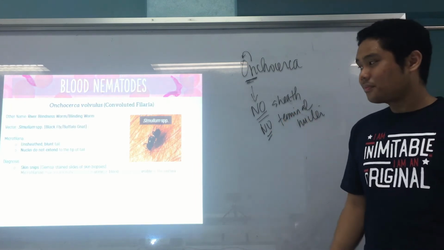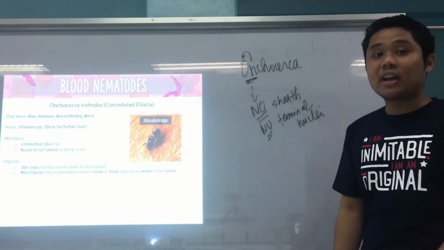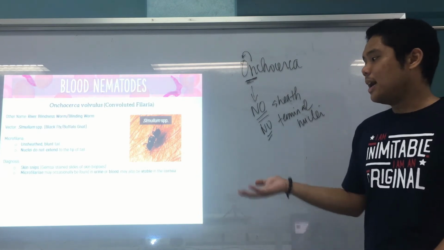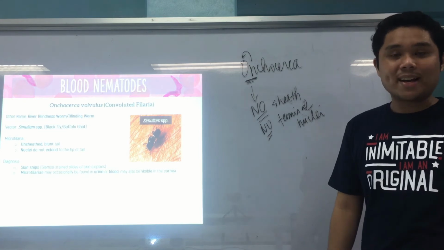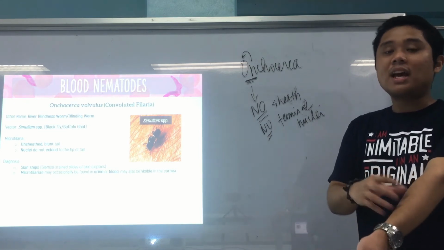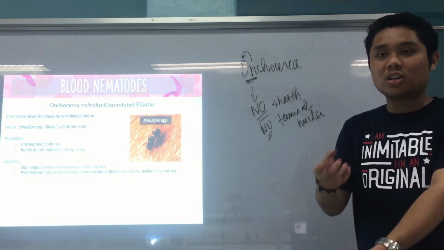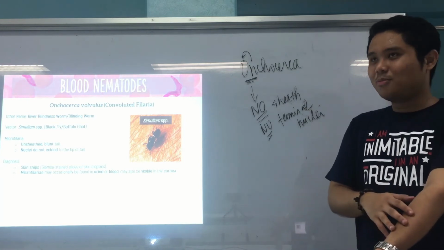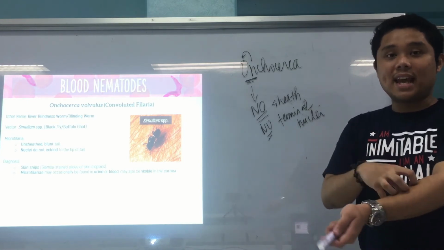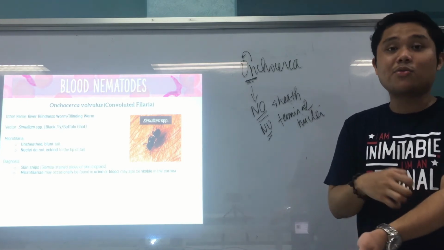The Microfilaria may only occasionally be found in urine or blood, and may also be visible in the cornea. But most of the time, they are in subcutaneous tissues, in nodules. There will be like lumps, nodules on the skin, and the nodules will now contain the Microfilaria.